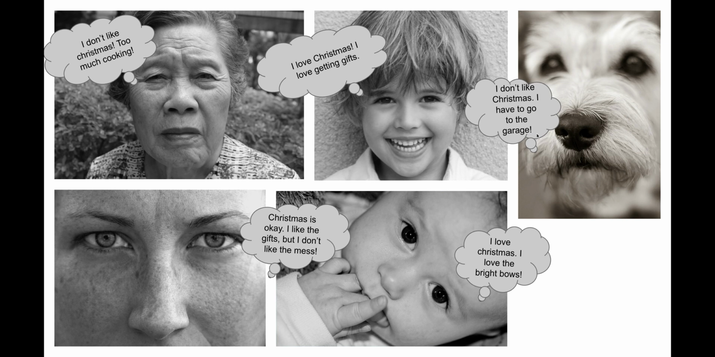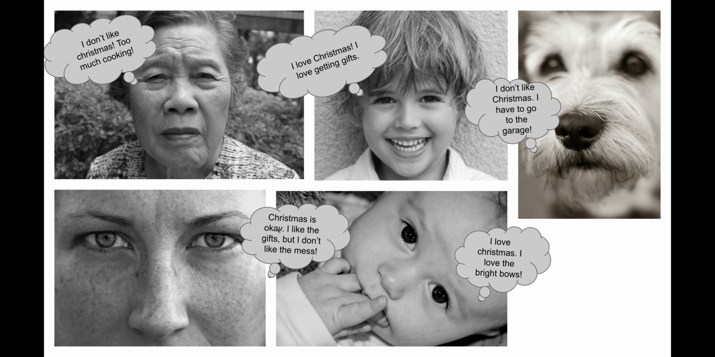Let's think about the dog. Now, he can't say these things, but he can definitely act in a way that shows me if he likes or dislikes Christmas. Here's his thoughts: I don't like Christmas. I have to go to the garage. And I know that our dog, when he has to go to the garage because we have guests for Christmas, his tail is down, his head is down. And you know what? He sometimes even resists. He tries to hide under the couch or behind the couch so that we can't put him in the garage. So all those things, his actions and the thoughts, tell me he doesn't like Christmas. His perspective, his point of view of Christmas, is he doesn't like it.